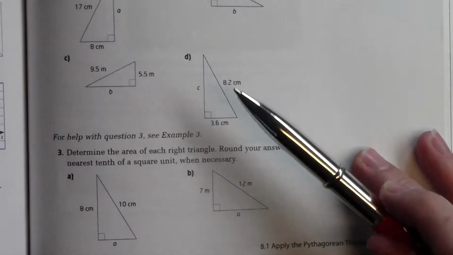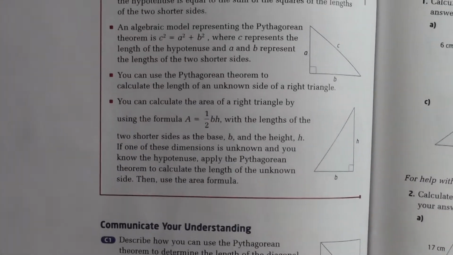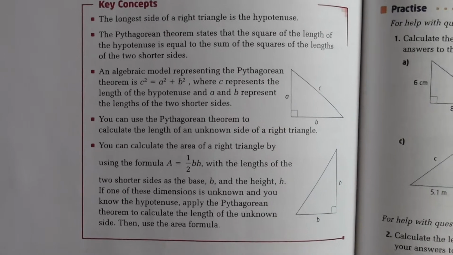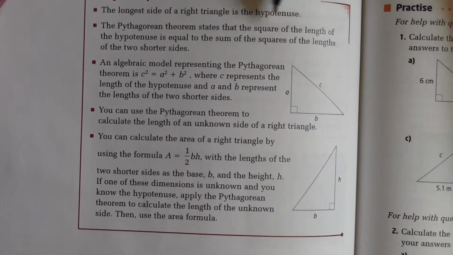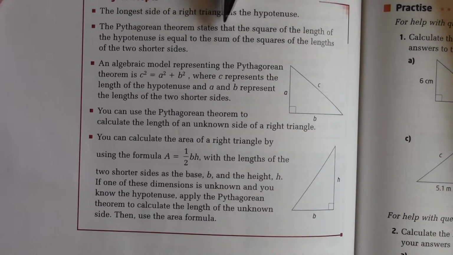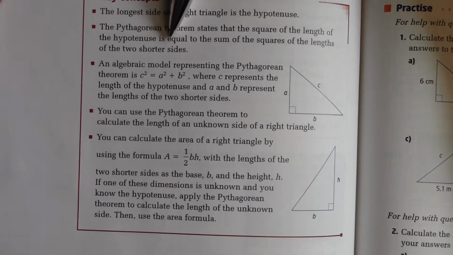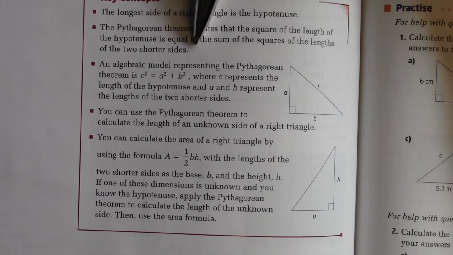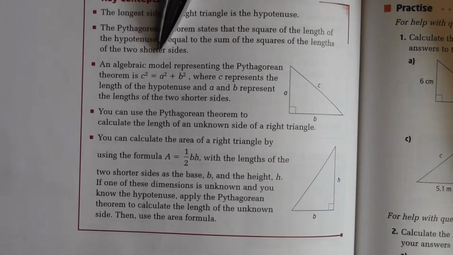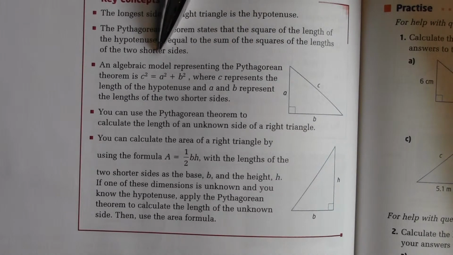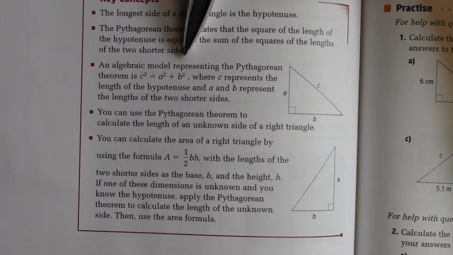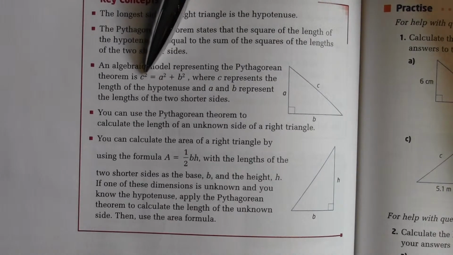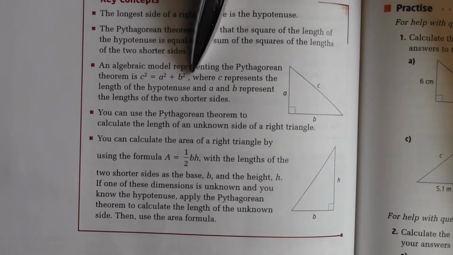All right, pretty straightforward. Key concepts. The longest side of a right triangle is called the hypotenuse. We need to know that definition, of course. Pythagorean states that the square of the length of the hypotenuse, so c squared, is equal to the sum of the squares of the lengths of the other two shorter sides, a squared plus b squared. c squared is equal to a squared plus b squared. An algebraic model representing the Pythagorean theorem is c squared equals a squared plus b squared.